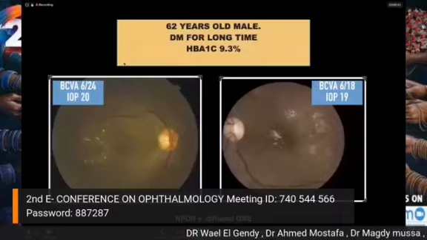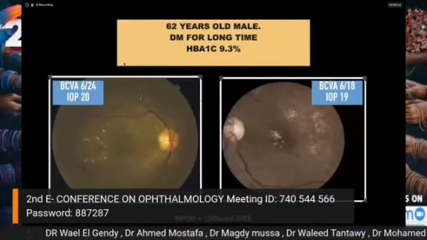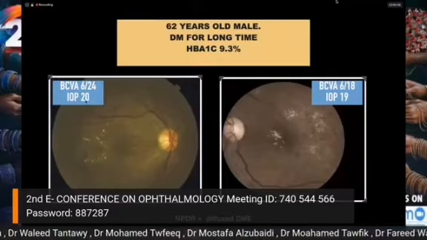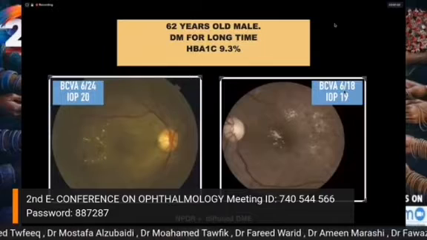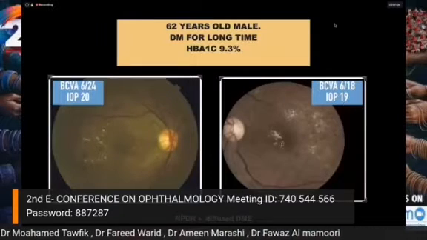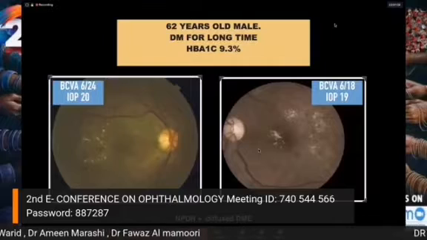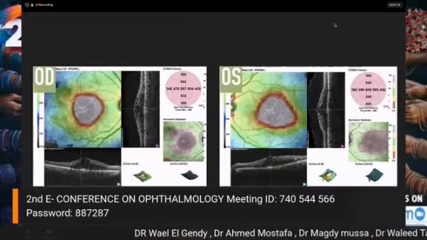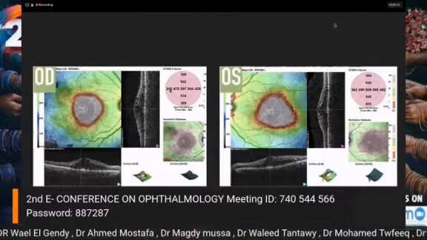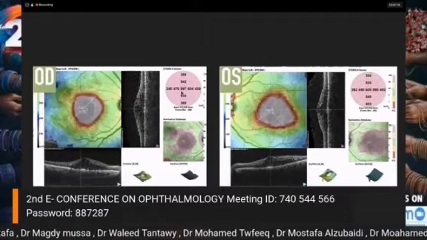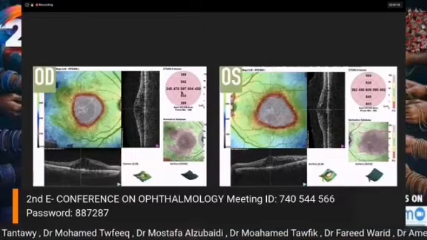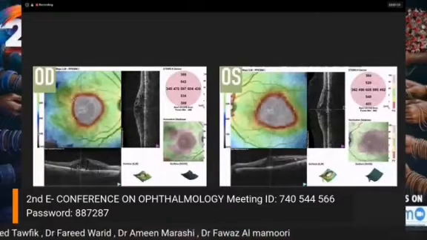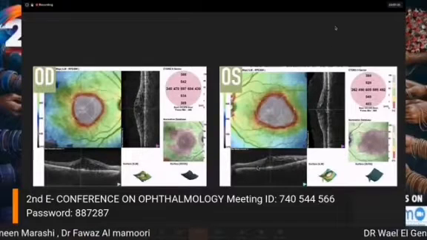So it's a 62 year old man. He is a diabetic for a long time. HbA1c is 9.3. He presented with right eye 6/24, that was IOP 20, and the left eye 6/18, and the IOP was 19. From this picture, you can see there is proliferative diabetic retinopathy with diffuse macular edema. Structural OCT was done for him. This is for the right eye. We have a central foveal thickness of 597, and the left eye is about 609. From the structural B-scan, we have diffuse macular edema with some exudate presented here.